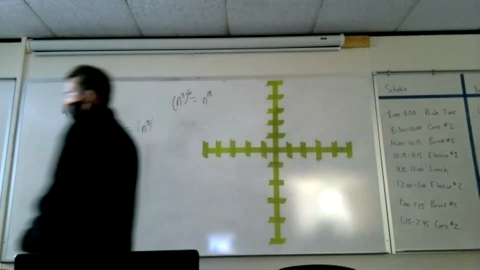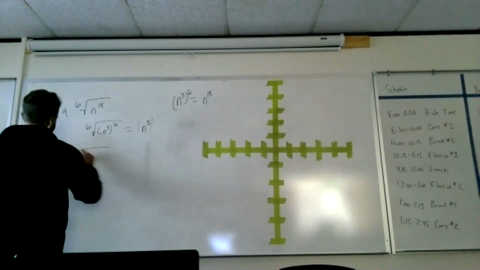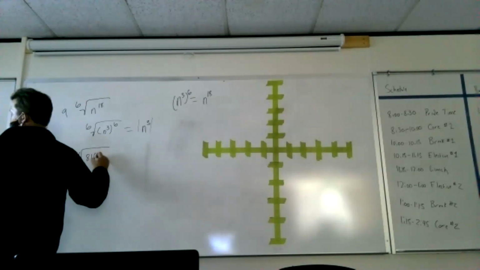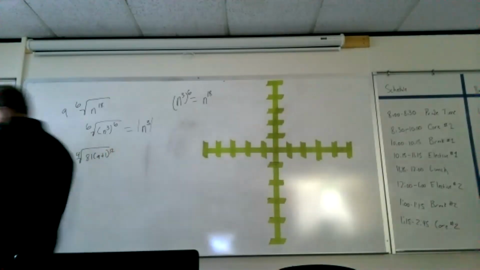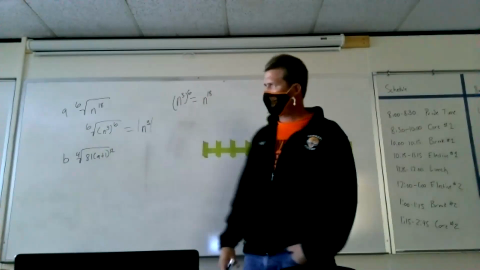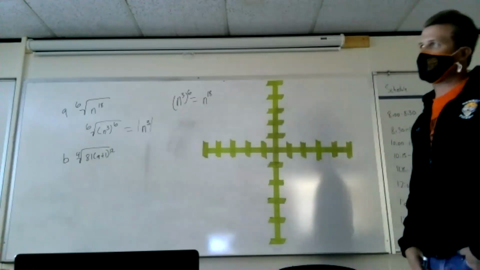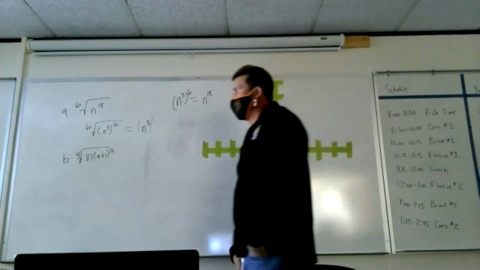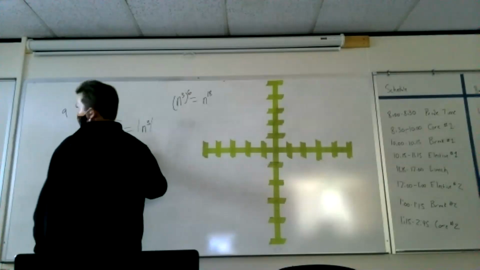Now we're off to B. Okay, and B asks us to find the 4th root of 81 times the quantity a plus 1 to the 12th. Once again, I want to use my power of a power property. So the 4th root of 81 is 3. 3 times 3 is 9, times 3 is 27, times 3 again is 81. So I'm going to rewrite this in a very strategic fashion.